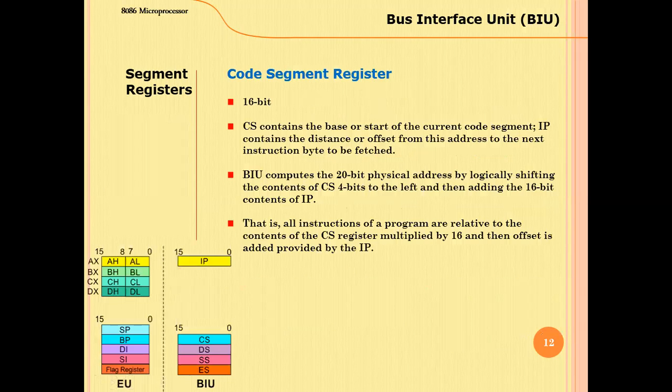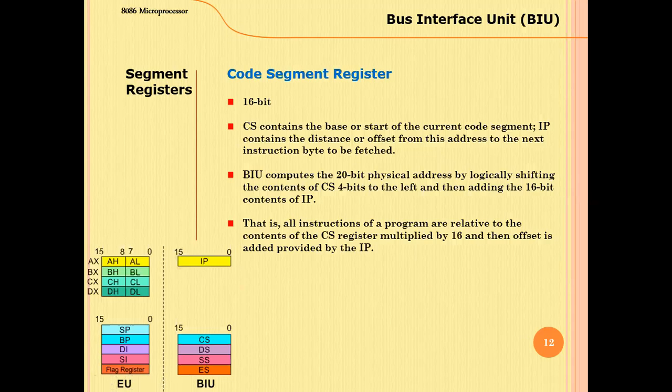Now let me see about each and every segment register. The first segment register is the code segment register. This is one of the important, pioneering segment registers, available as CS. Each code segment register is 16 bits.